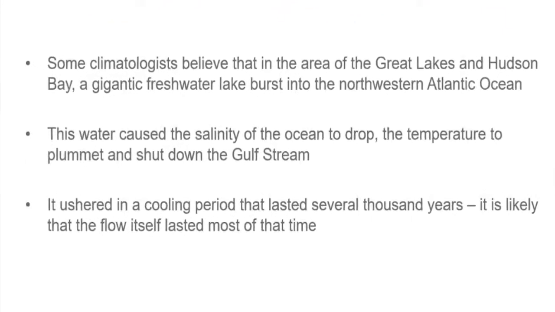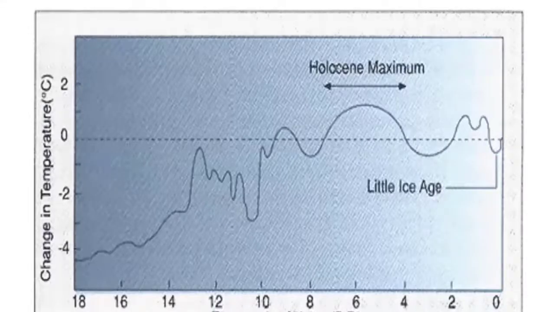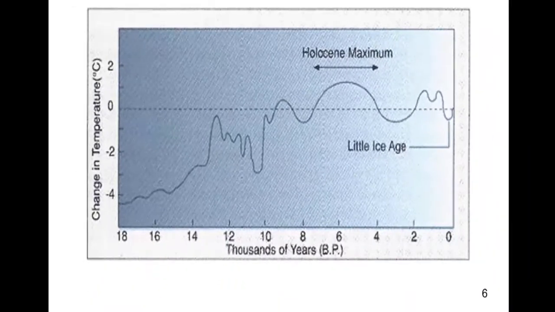this upheaval was caused by a natural dam that was holding back water that gave way, or something else allowed huge amounts of fresh, cold water to come in and shut down the Gulf Stream. And look at that, almost put us back into another ice age. It lasted for thousands of years.